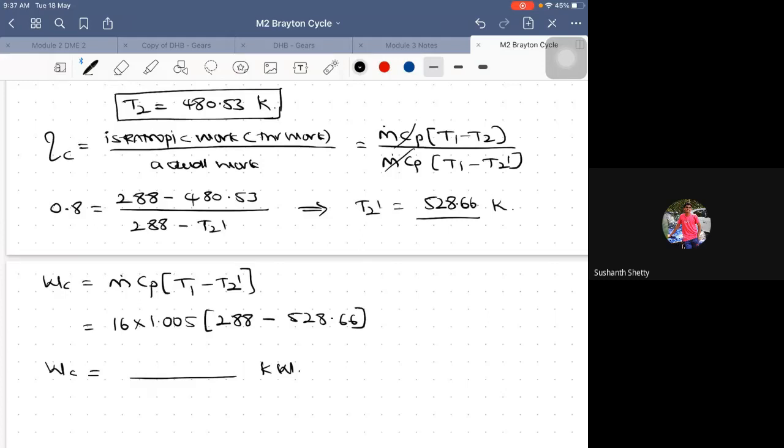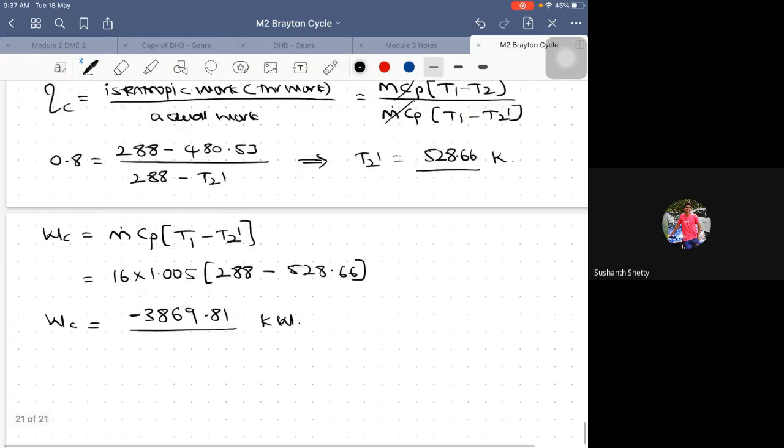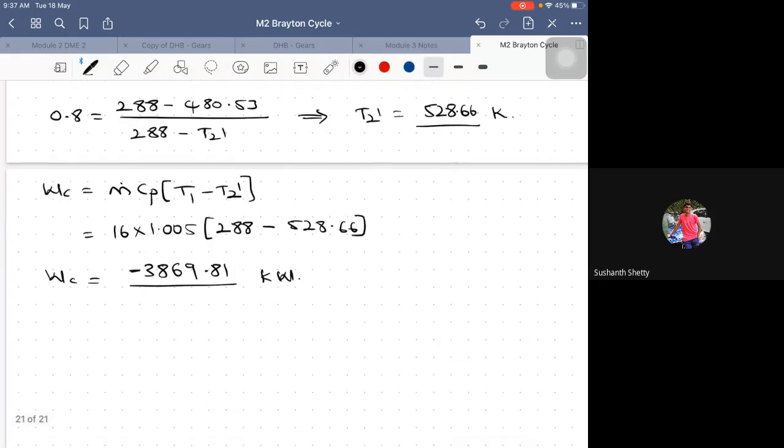Sir, minus 3,869.81. Yes, it is right. Because compressor, in the sense you are working on the system, you are losing work for the system to perform. So it is minus. Now, W net, first of all, what we need to calculate is power output, right?